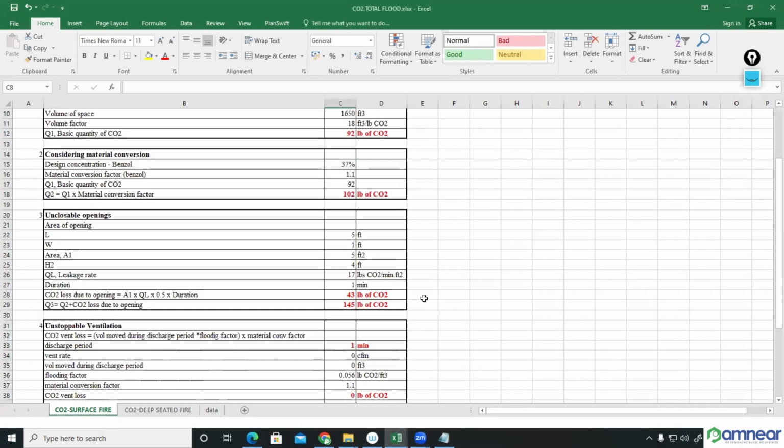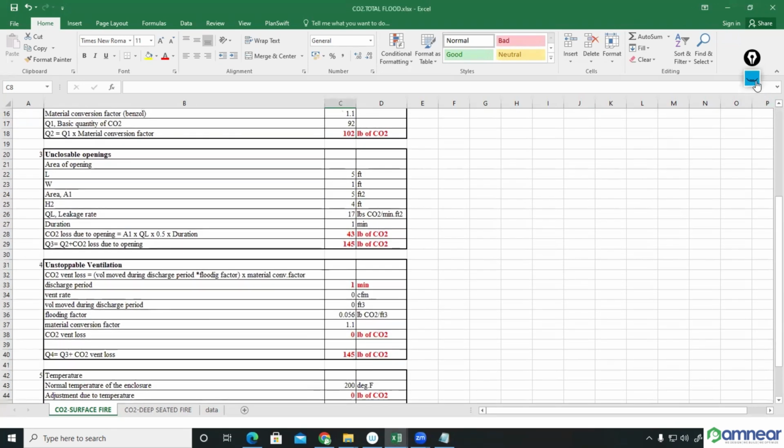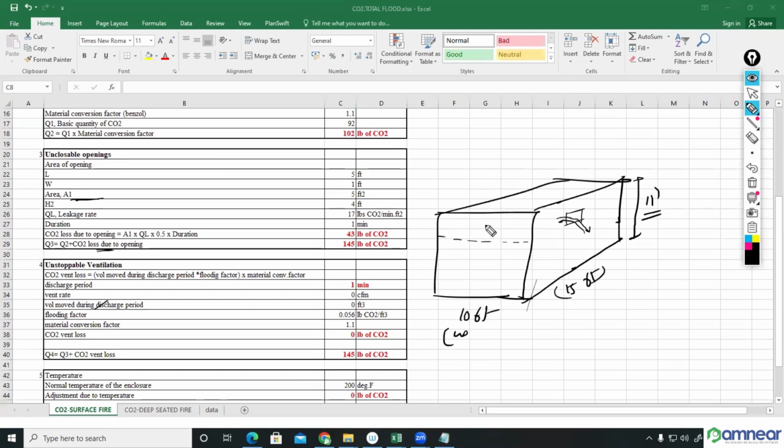And the next one, if you're having unstoppable ventilation within the space. Normally ventilation will be stopped in case of fire, but if unstoppable ventilation is there, we need to consider how much fresh air you are introducing or how much air you are exhausting.